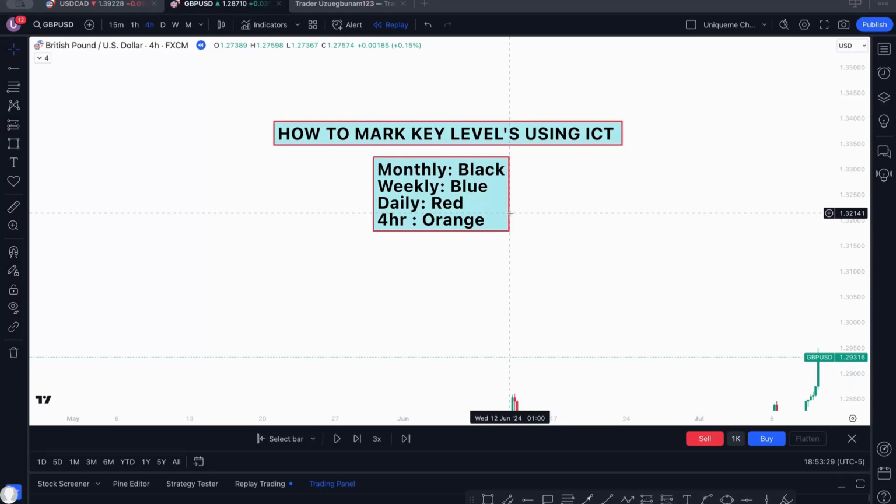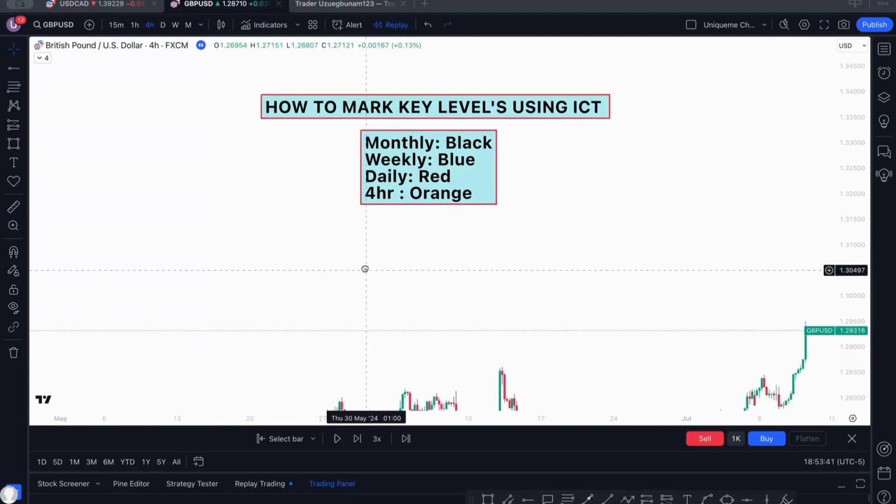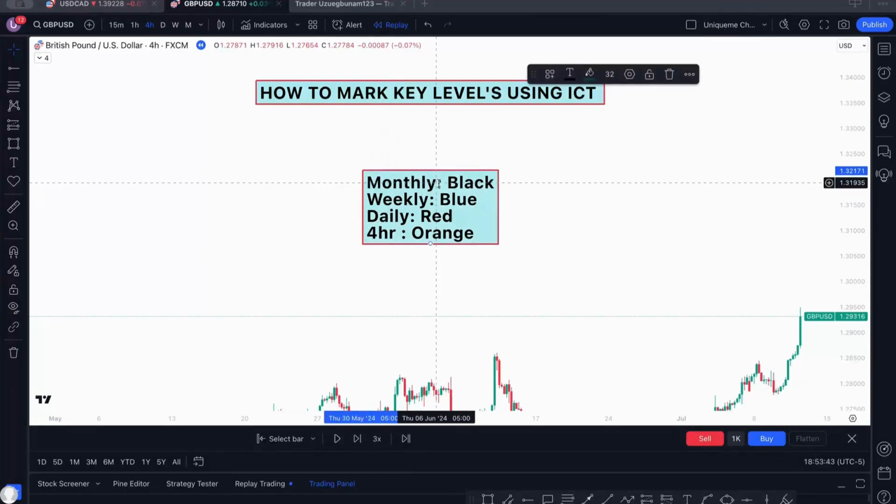You can use it as a form of confidence for your entry, and as a form of confidence for your take profit, which helped me do a 1 to 8 hour trade this morning/afternoon on gold. Now take note, your monthly is going to be the black line, your weekly is going to be the blue line, your daily is going to be the red line, and your 4 hours is going to be the orange line.